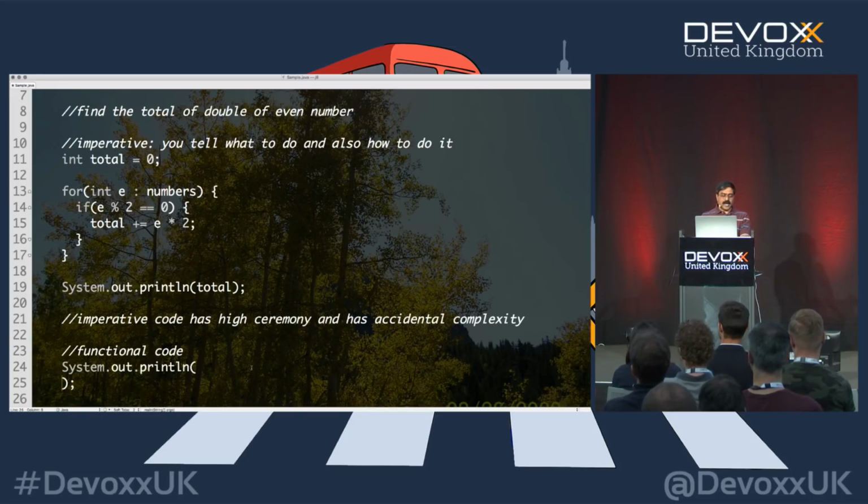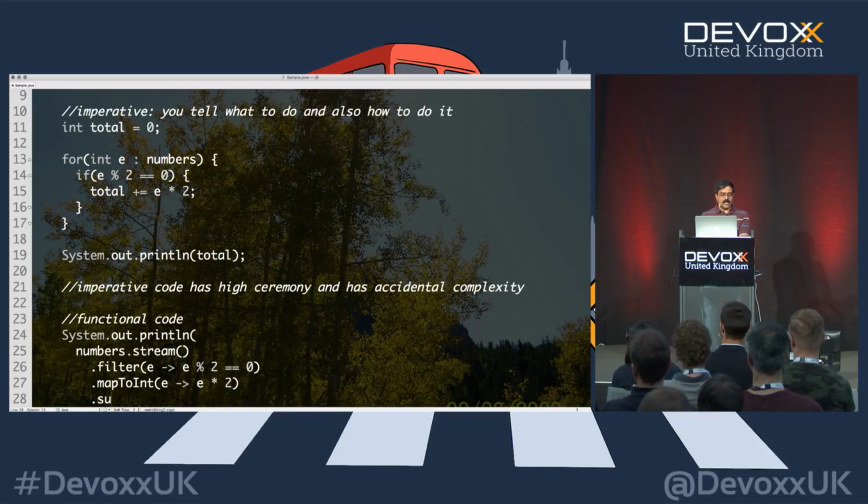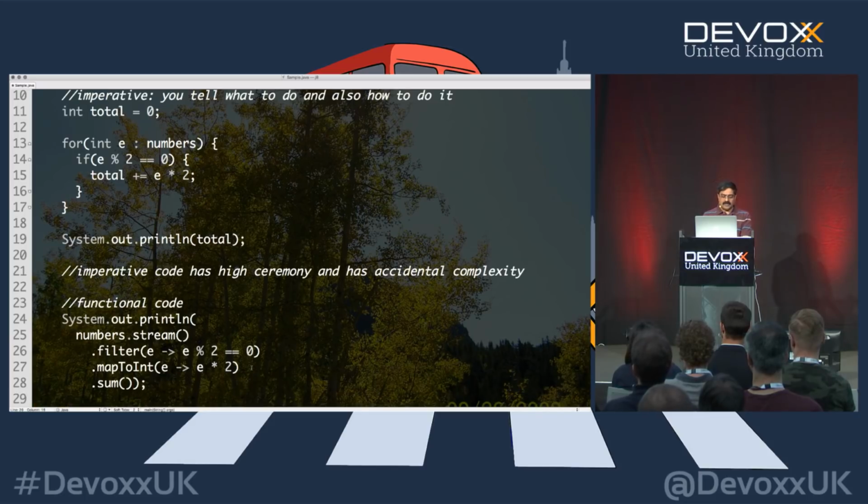In this case, we're going to say numbers.stream. What in the world is a stream? A stream really is an internal iterator. Then we put the iteration on autopilot. Then we say filter in this case, and given an element, mod 2 is equal to 0, give me only the even numbers. Then mapToInt, given an element, double the values for me. And then when you're done with it, perform the sum operation on the values. When I execute this code, as you can see, the output is exactly the same as the previous one.